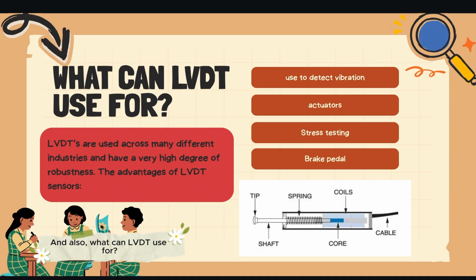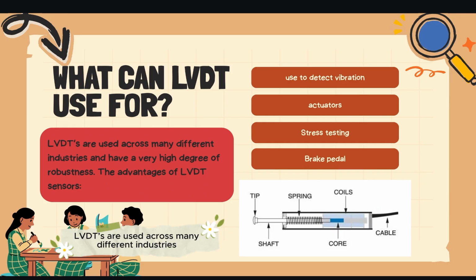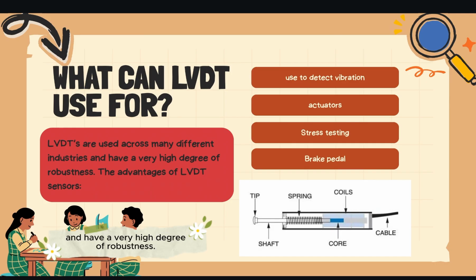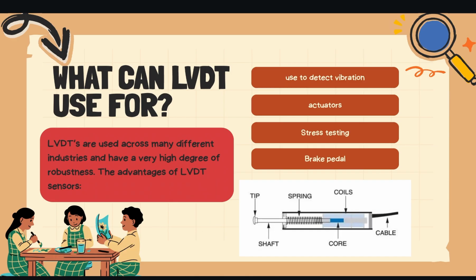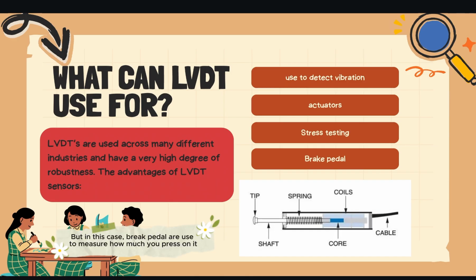And also, what can LVDT be used for? LVDTs are used across many different industries and have a very high degree of robustness. The advantage of the LVDT sensor is that it is used to detect vibration, mainly in the car engine, actuator, stress testing, and the brake pedal. But in this case, the brake pedal is actually used to measure how much you press on it.